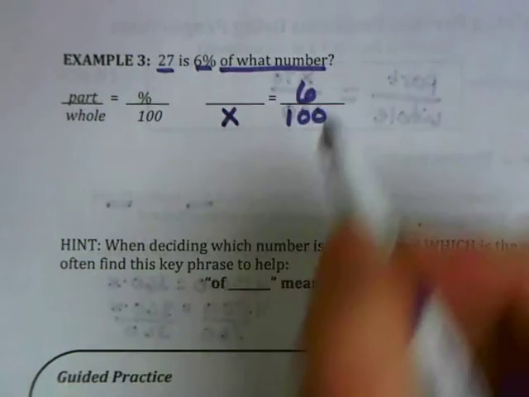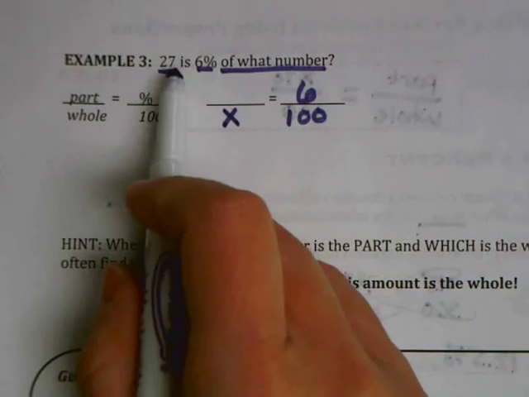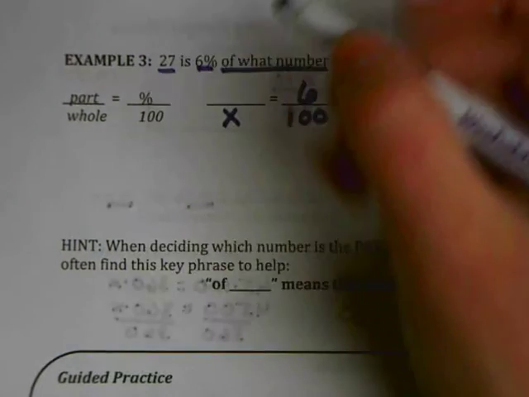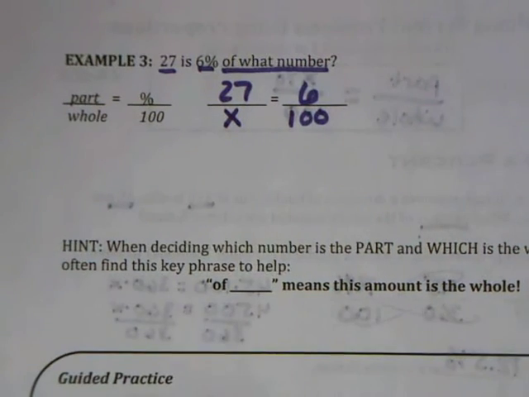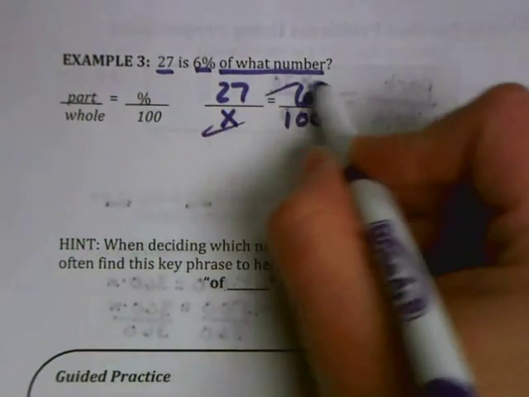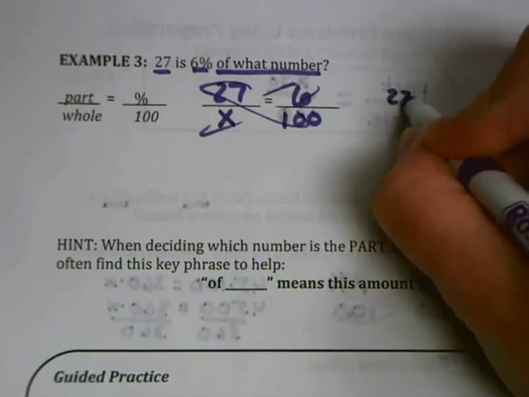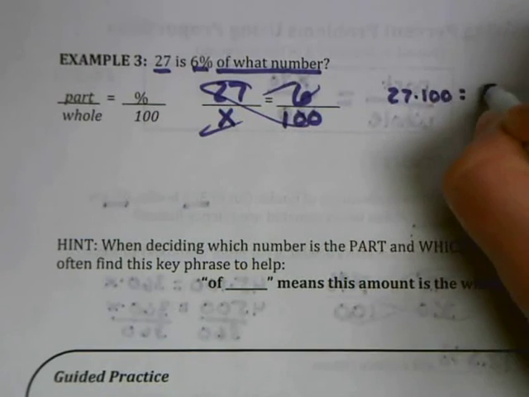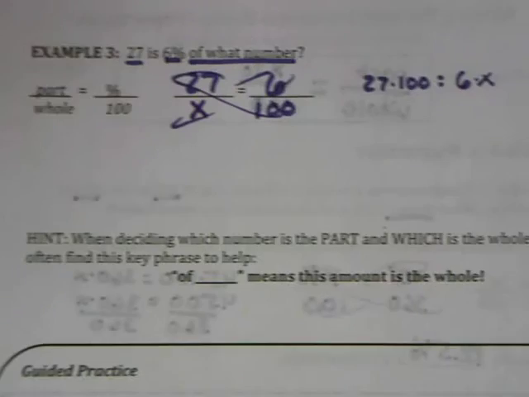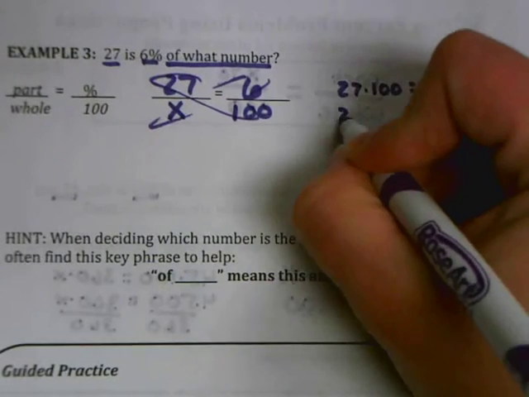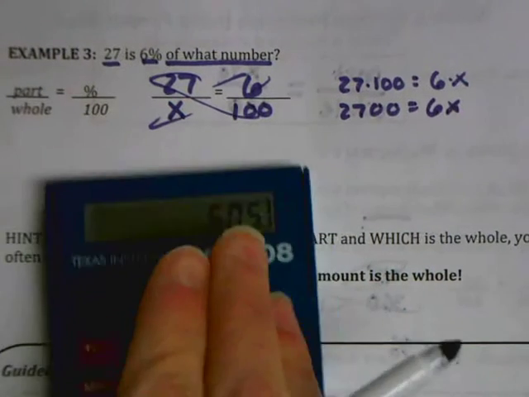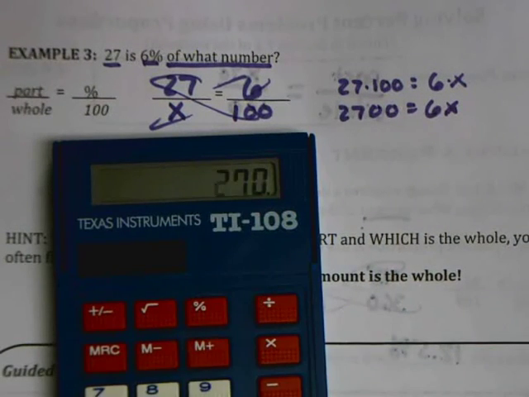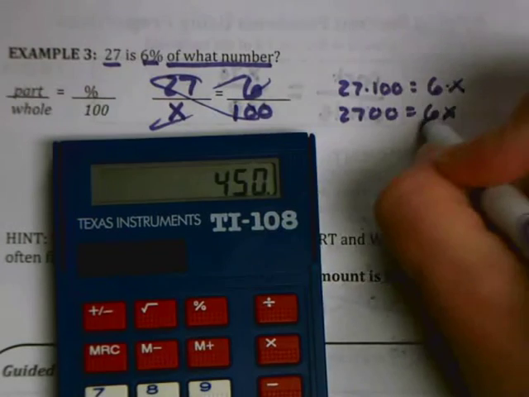That we don't know. We know that 27 is some part of something else. That's going on the top, but we don't know of what. So that goes on the bottom. I'm going to try cross products again for this. 27 times 100 equals 6 times x. This one I can do. 2700 equals 6x. 2700 divided by 6.